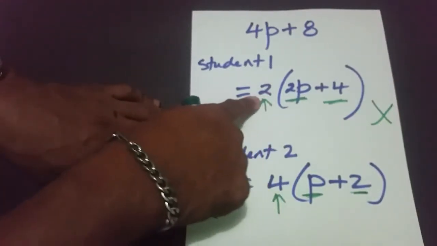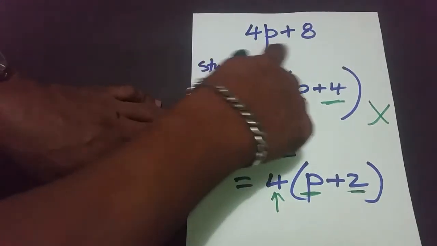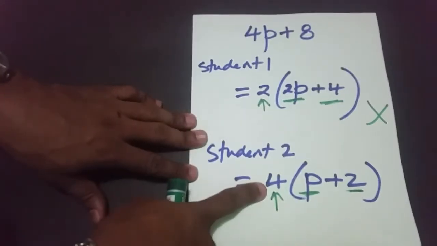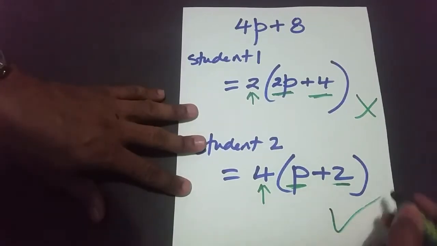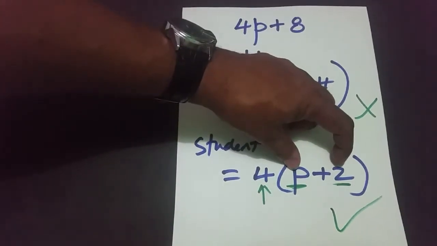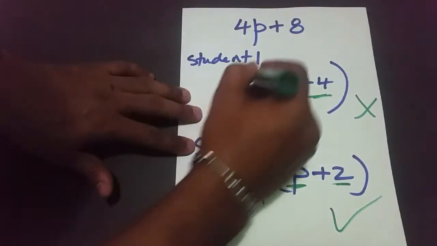Because he did not take out the highest common factor of the two terms. 2 isn't the highest common factor. The highest common factor, in fact, is 4, and student 2 would have factorized completely because there's nothing else common inside of the bracket. We could have still taken 2 out here, so this is not what we want.